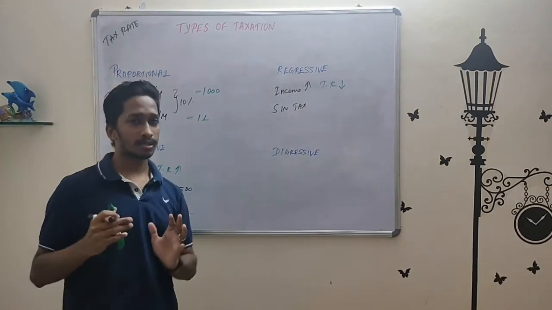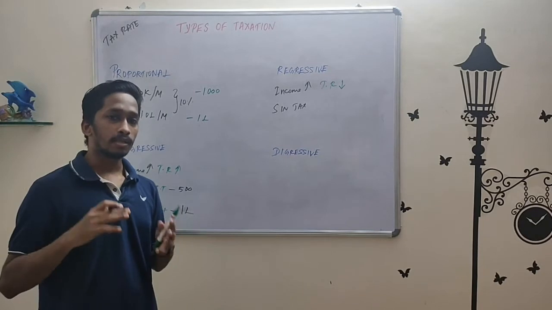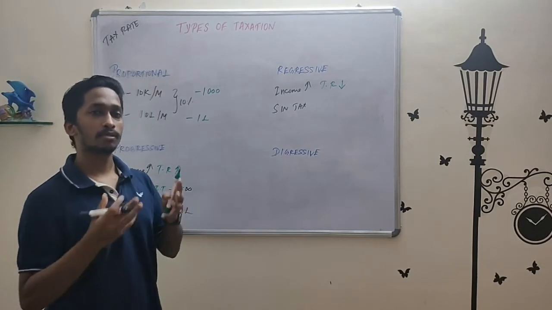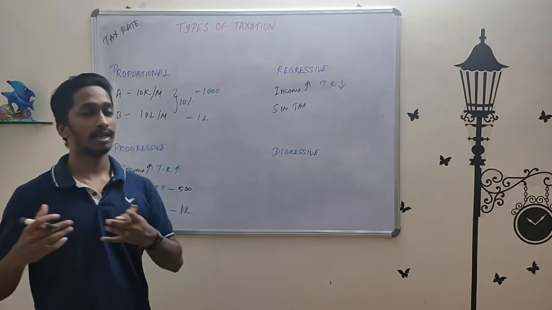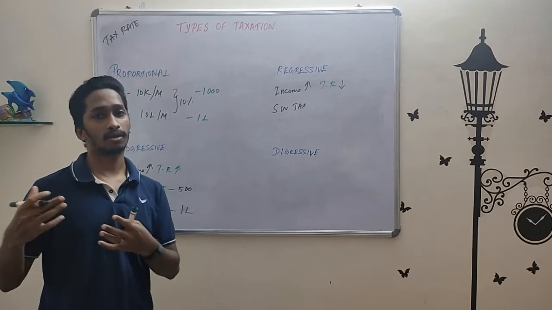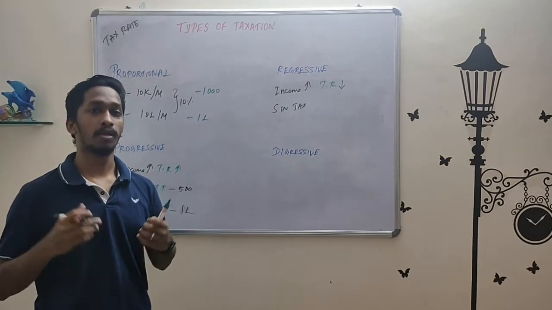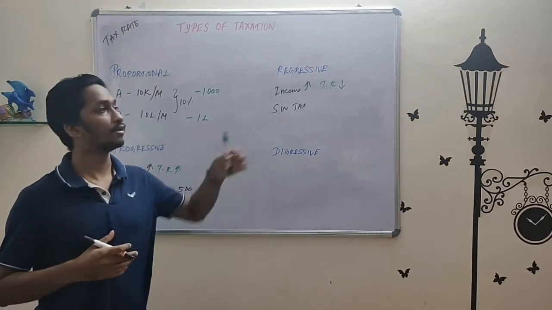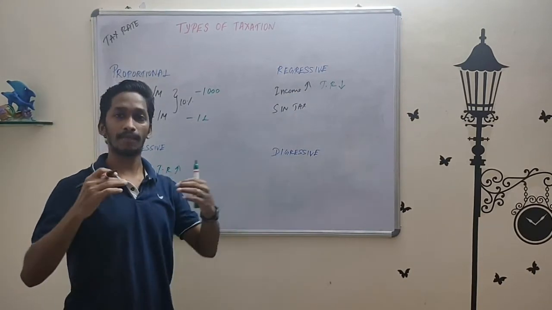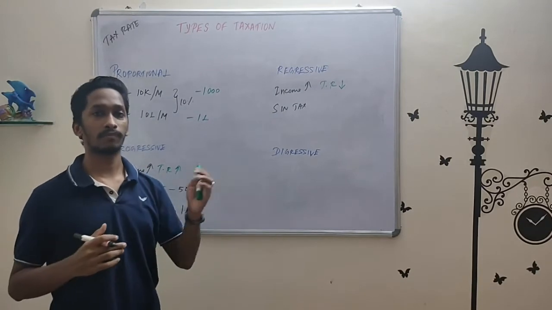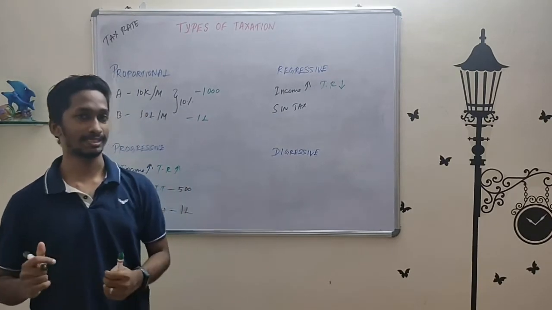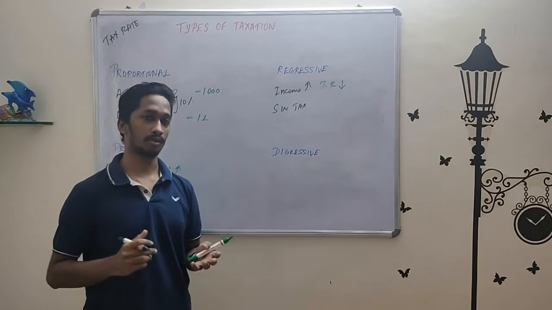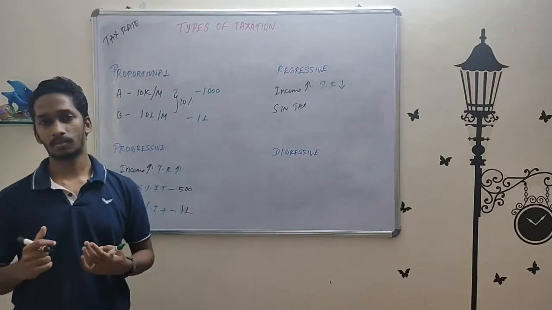How would regressive tax work? The lower income population buys a certain product more in number than the higher income earning population. So what happens? The lower income earning population are paying more in taxes. It means they have lower income and they are paying more taxes, whereas those who have higher income are paying less taxes. That is regressive taxation.